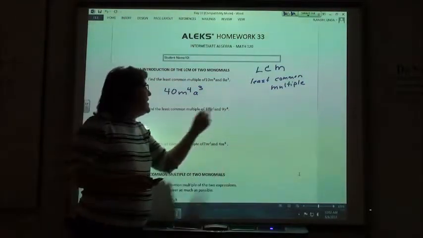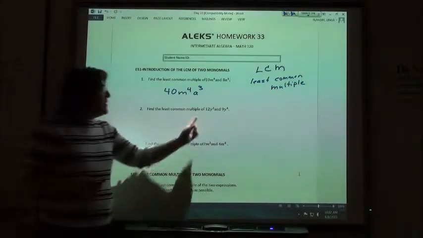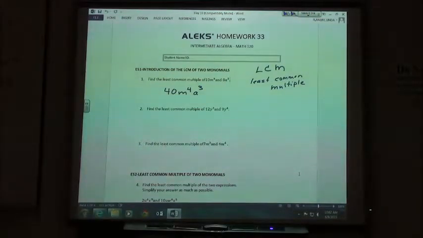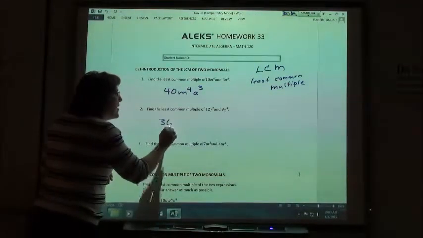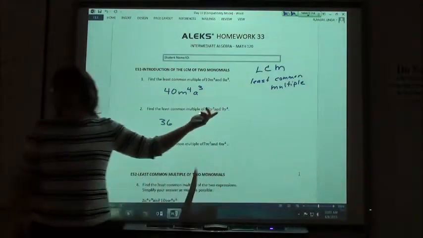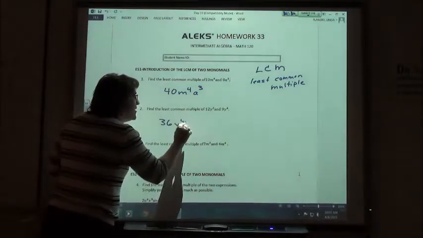If I'm going to find my least common multiple of 12y squared and 9y to the fourth, then my least common multiple of 12 and 9 would be 36, exactly. Multiples of 12: 12, 24, 36. Oh, 9 goes into 36. This time my variables are the same. I've got a y squared and a y to the fourth. Since I'm doing a multiple, I have to use the higher one. So y to the fourth is my common multiple.